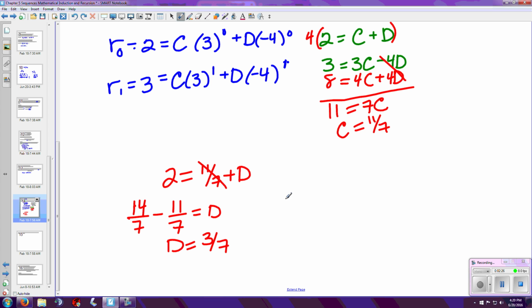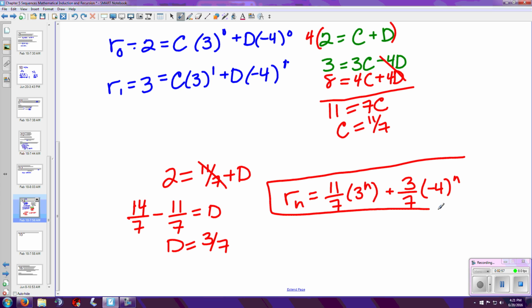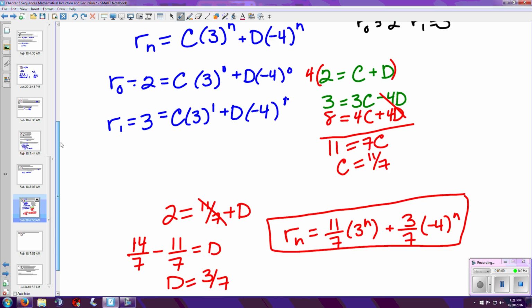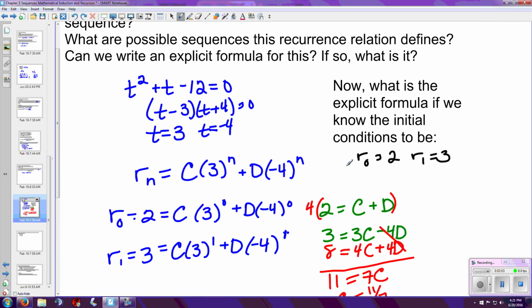So then plug in to finish this up. We know that r sub n equals c, which is 11 over 7, times 3 to the n, plus d, which is 3 sevenths, times negative 4 to the n. So what we have found here is an explicit formula for the recurrence relation above with given initial conditions.